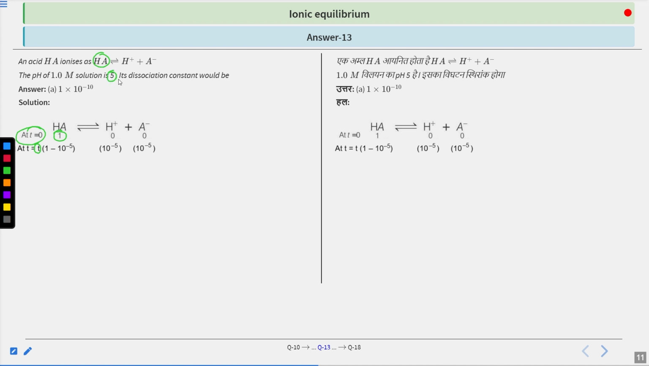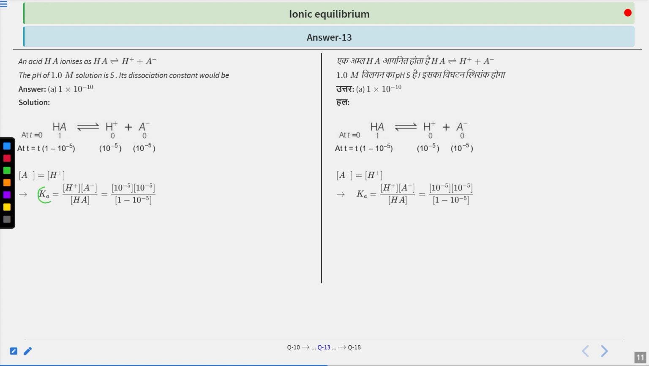Because the pH is 5, that means your H plus concentration is 10 to the power minus 5. So we can say very clearly that the H plus concentration is 10 to the power minus 5, and this must be coming from HA. So 10 to the power minus 5 amount is broken from this 1. Hence a similar amount of A minus is formed after time t at equilibrium. Now your A minus concentration is equal to the H plus concentration.